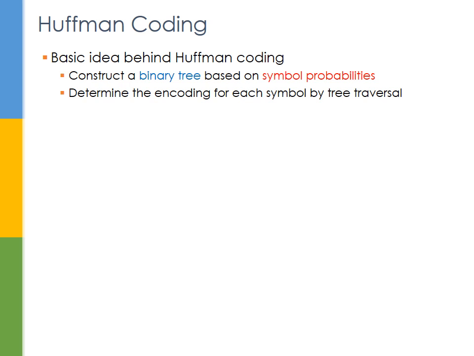Once we've constructed this Huffman coding tree, we then need to determine the encodings of the symbols that occur in the document that we want to compress. And we determine these encodings by means of traversals of the Huffman tree that we have previously constructed. Now, the obvious question that arises is, how do we know what the probabilities of these characters are?